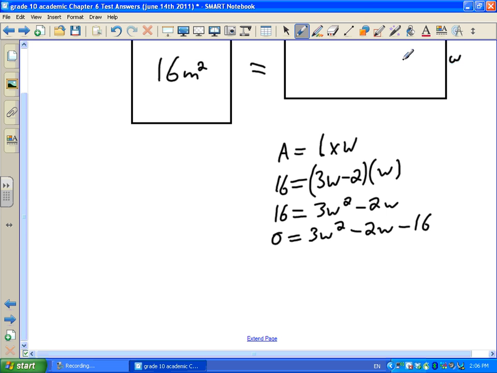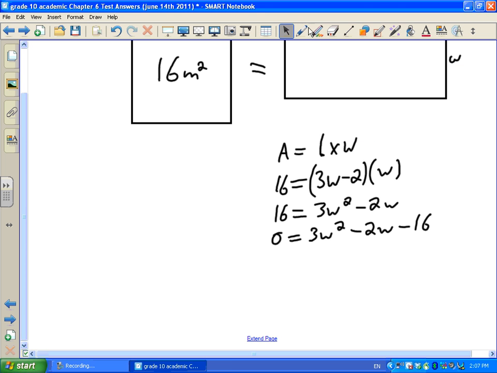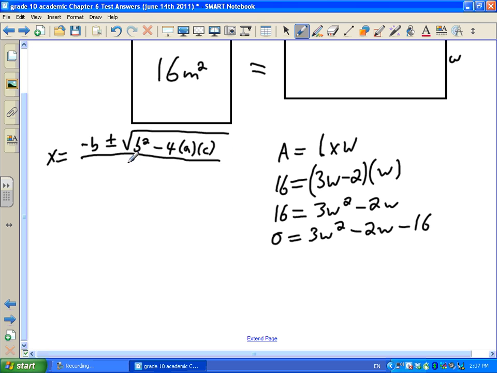Okay, so quickly looking at it, the way we normally factor is not going to work. So in order to find W, what do I need to use? There's a formula. I need to use this formula. X is equal to negative B plus or minus the square root of B squared minus 4AC, everything divided by 2A. Everything.